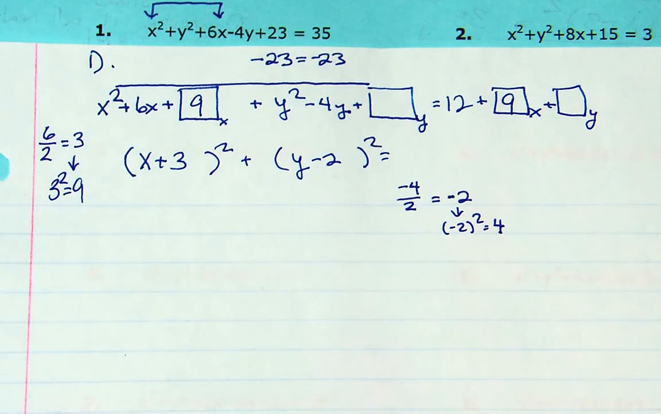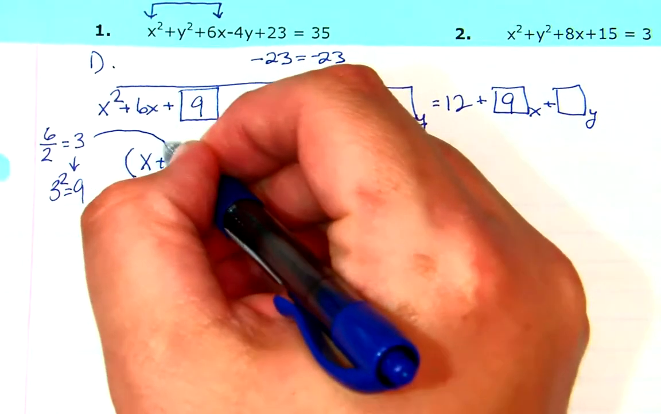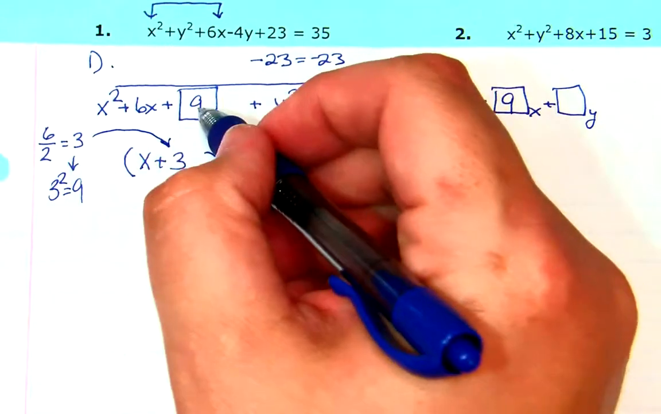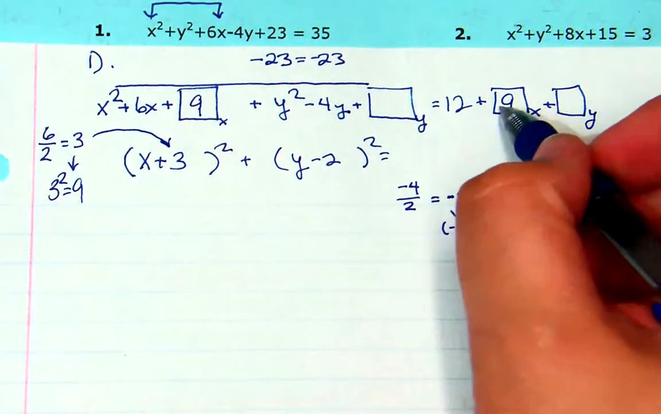Subtracted 23 from both sides. Reorganized, took the x squared and the 6x, put it here. Did 6 divided by 2 is a 3. So I got that 3 goes right in there. So this 3 goes right into there. 3 squared is 9. 9 will go into both sides here.